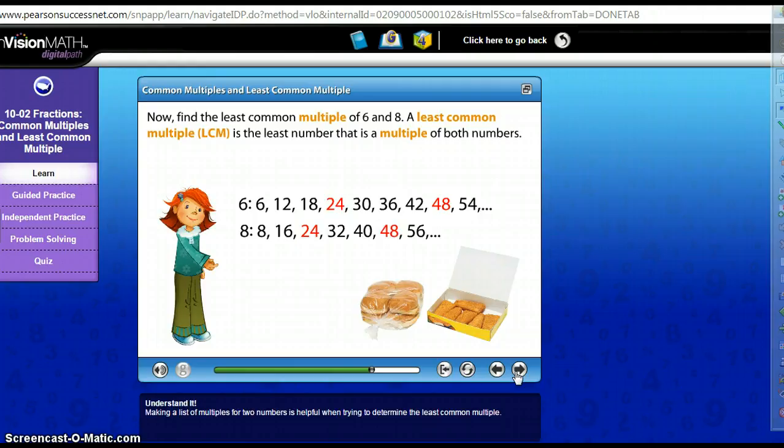Now, find the least common multiple of 6 and 8. A least common multiple, LCM, is the least number that is a multiple of both numbers.